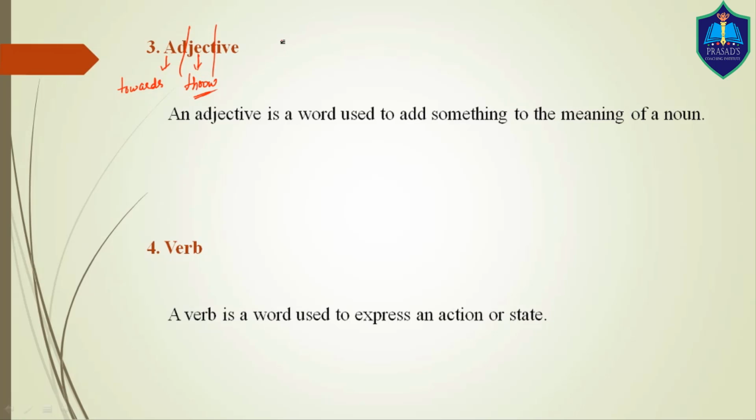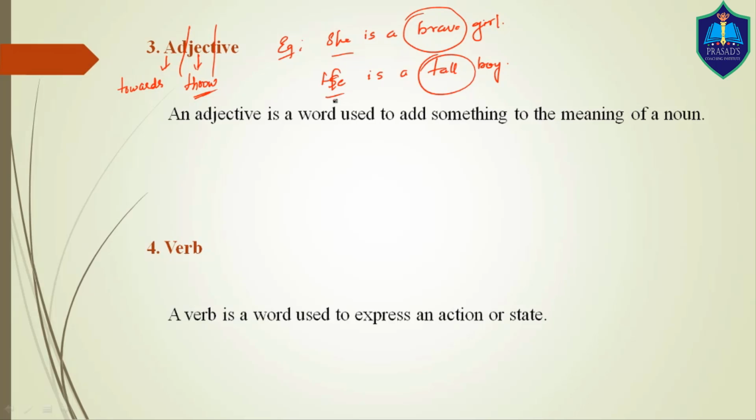Let me take a few examples. She is a brave girl. Which is the adjective over here? Brave is the adjective. And one more example: He is a tall boy. Tall is the adjective over here. It is throwing some information to she or he.